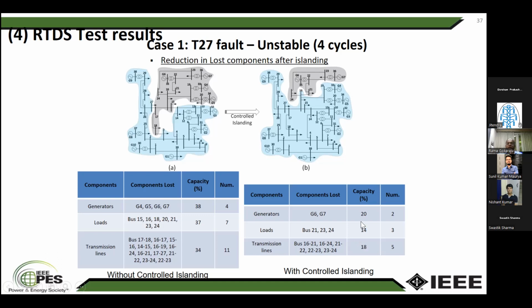Whereas with the controlled islanding, you see we lose only G6 and G7, two generators. The capacity lost is 20%. The loads lost is 3 versus 7 for the unintentional islanding. And the transmission lines lost is 5 with controlled islanding, whereas with an unintentional island, it is 11.